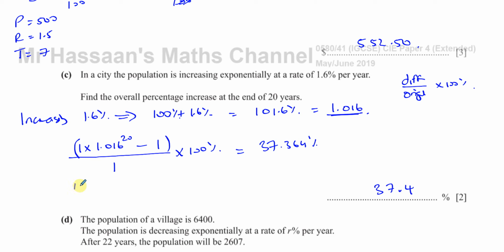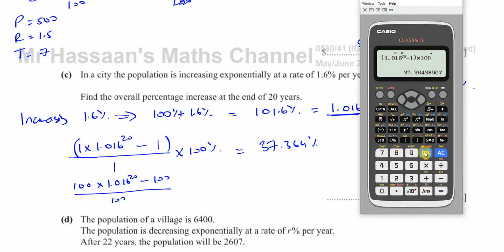I could have used any number. For example, if I had used 100, just imagine we let the original population be 100 and then do this, it will give us the same answer, because these hundreds will cancel out. So if I did it this way, we have 100 multiplied by 1.016 to the power of 20, and then take away 100. So that's the new population.